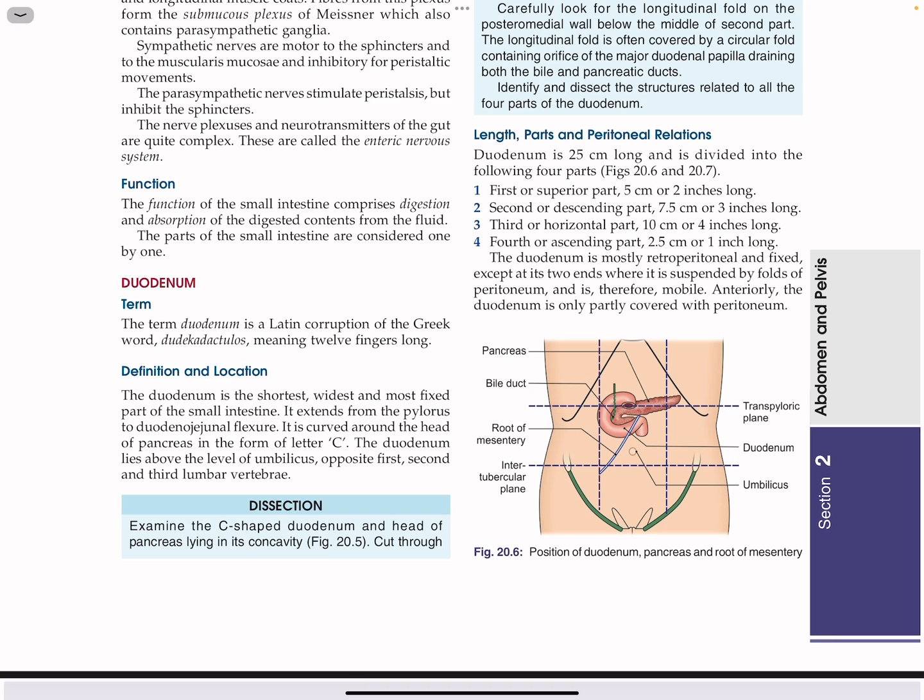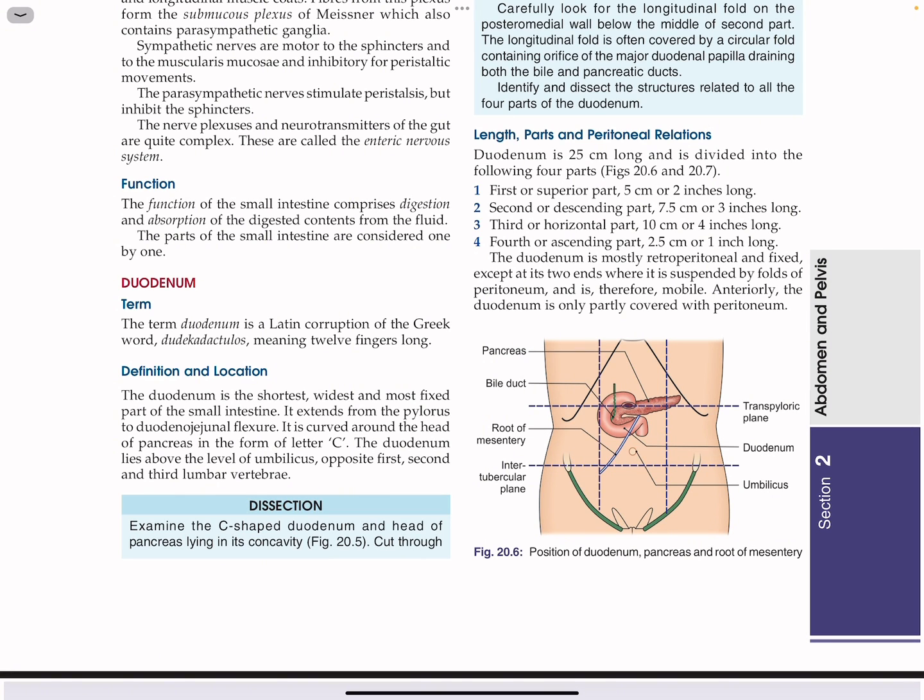The length, parts, and peritoneal relations of duodenum. Duodenum is 25 cm long and is divided into the following four parts. First, a superior part 5 cm or 2 inches long. Second, or descending part 7.5 cm or 3 inches long. Third, or horizontal part 10 cm or 4 inches long. Fourth, or ascending part 2.5 cm or 1 inch long.